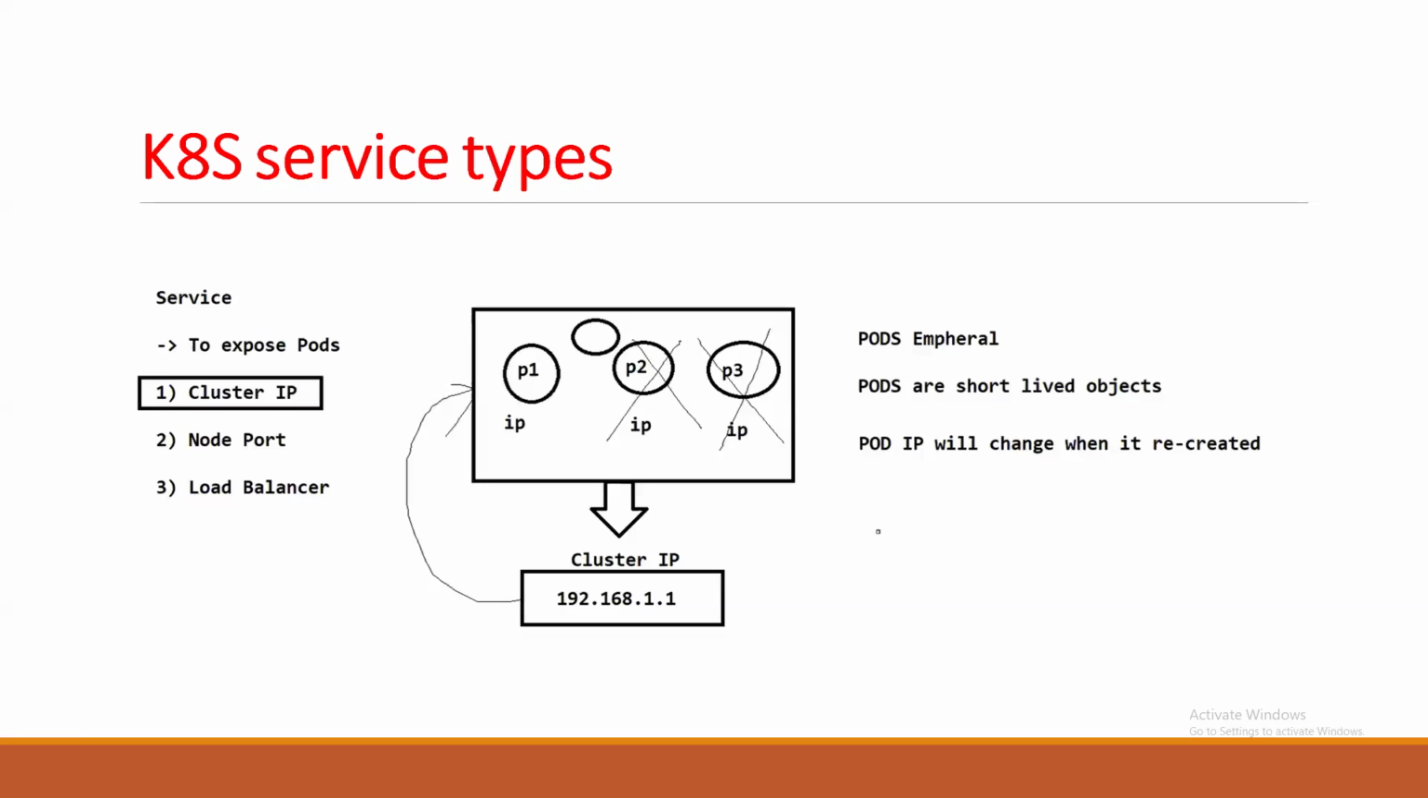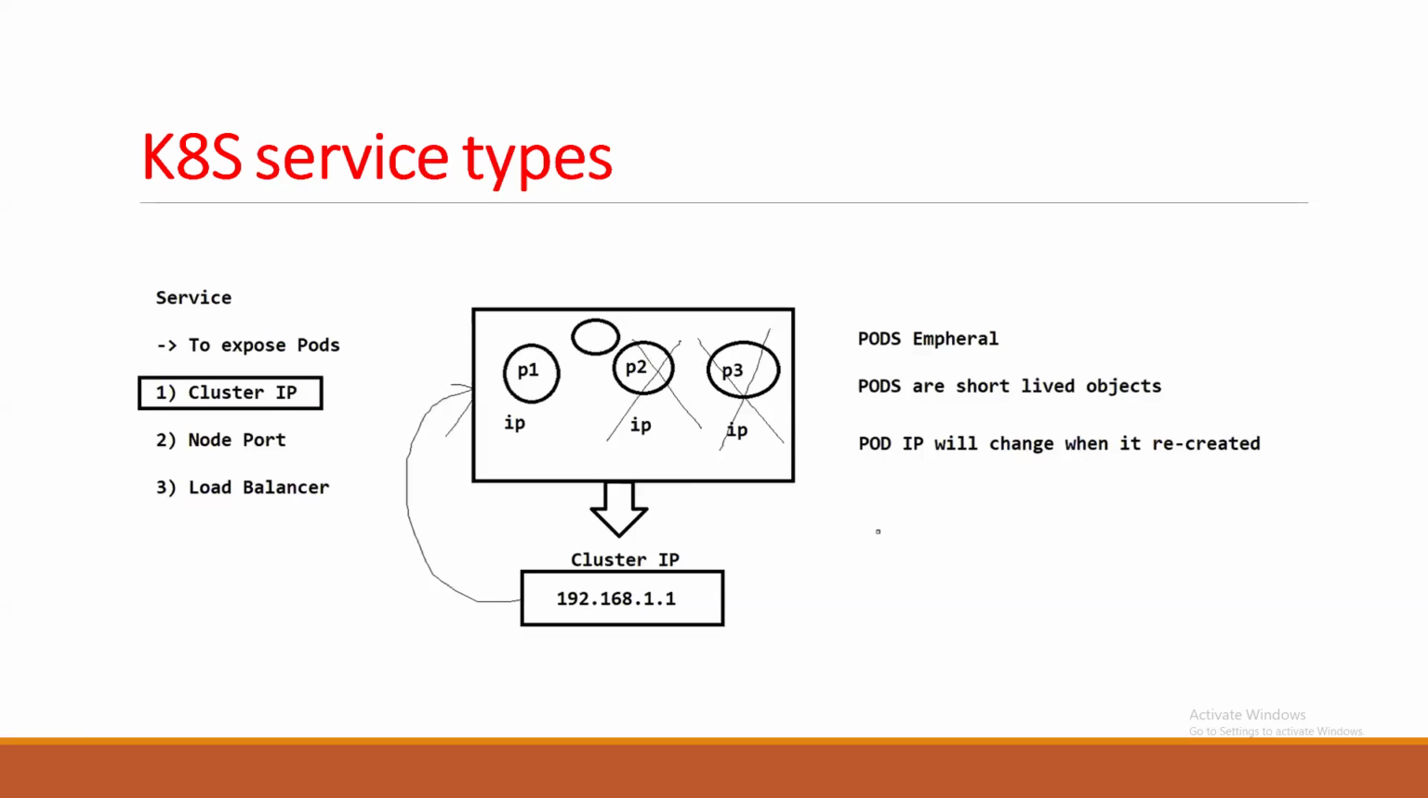If the pod deletes, the pod IP will be changing. Pods are ephemeral, short-lived objects, and the pod IP will change when it is recreated. For example, this pod has one IP address, and this pod has another IP address. If these two pods are deleted automatically, another pod is created, and the IP address will be changing, right?